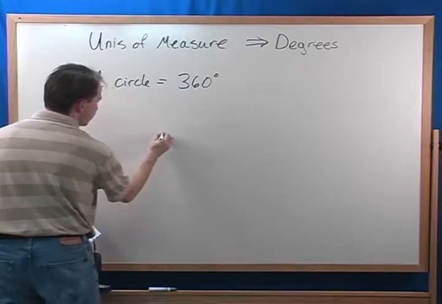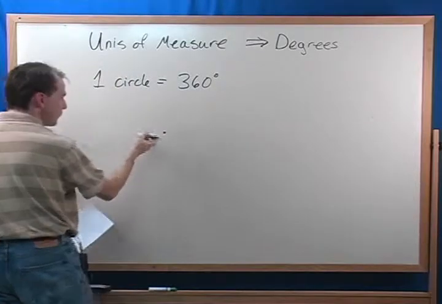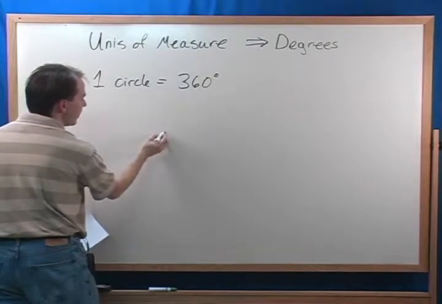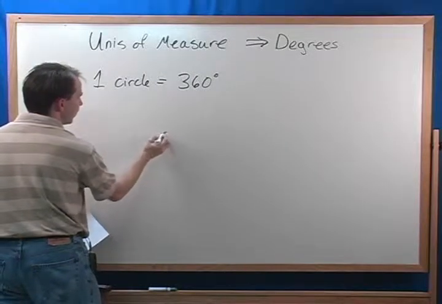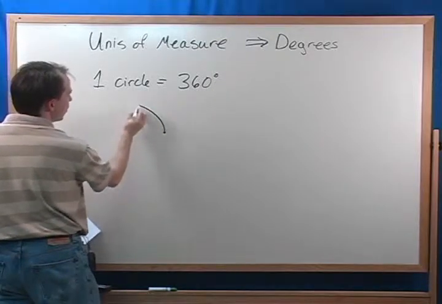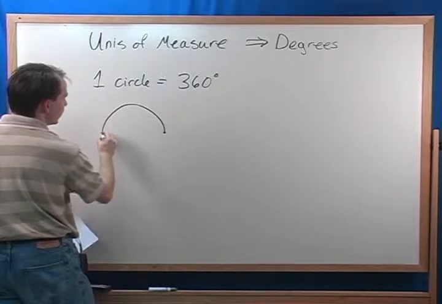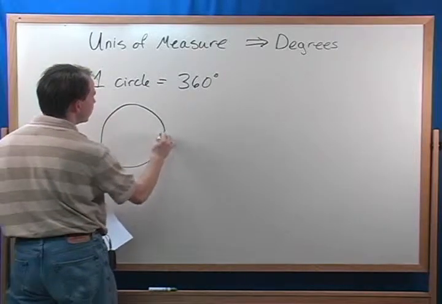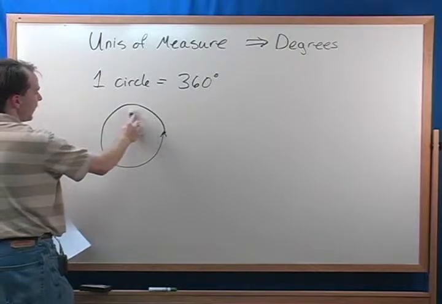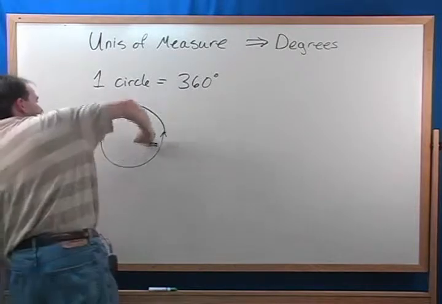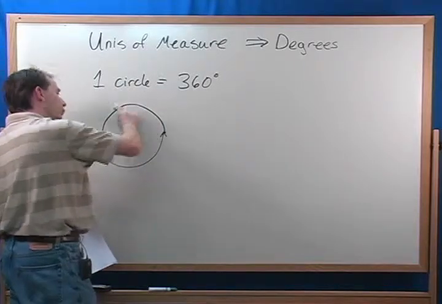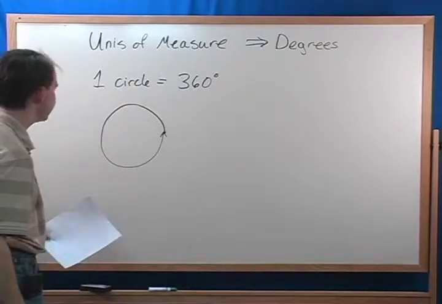If you start here, and remember, an angle is just simply measuring how open something is. So if I start here and go around, measuring how open it is, and open and open and open, and get all the way back to where I started, again, this is an angle. I just continue making the angle bigger and bigger until I finally get back to where I started. Then I am saying that I have traveled 360 degrees in that one circle.